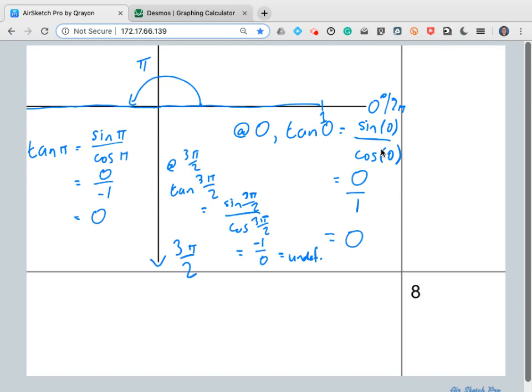Forgive me, but I can't remember whether we did rational functions in this unit before now or not. Hyperbolic functions, rational functions, I can't remember.